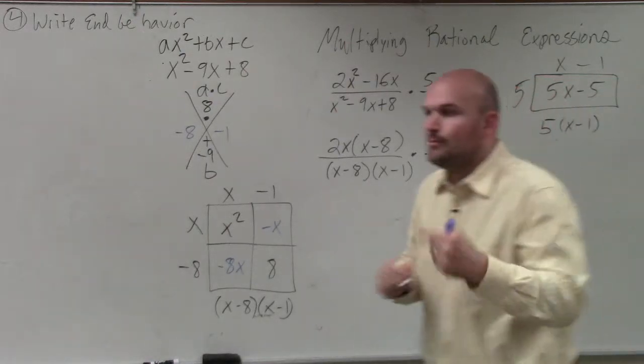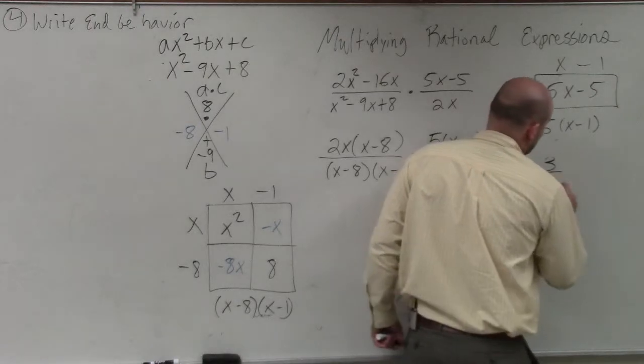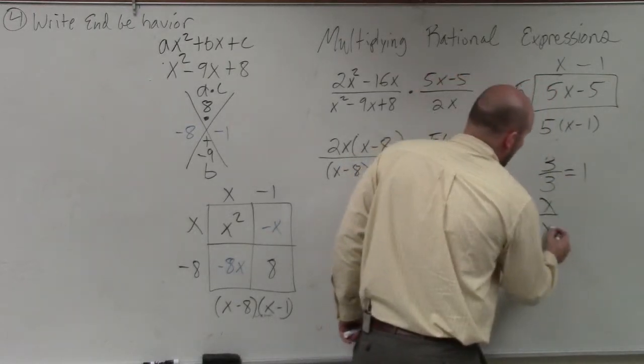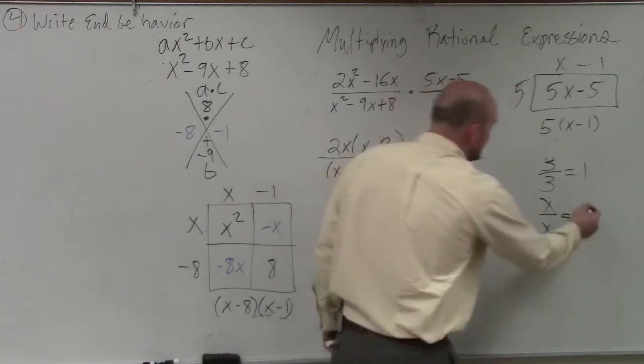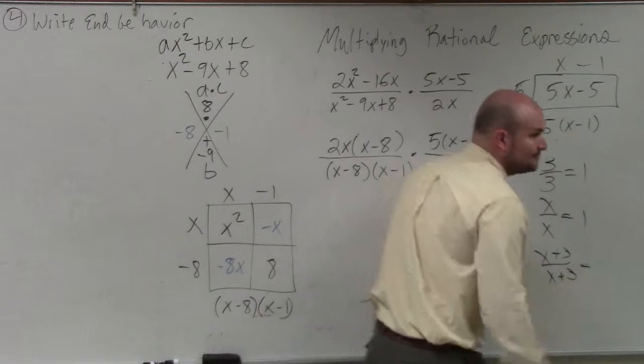So now let's go back to one of the things we talked about. We know that 3 divided by 3 is equal to 1. x divided by x is equal to 1. So x plus 3 divided by x plus 3 is equal to 1.